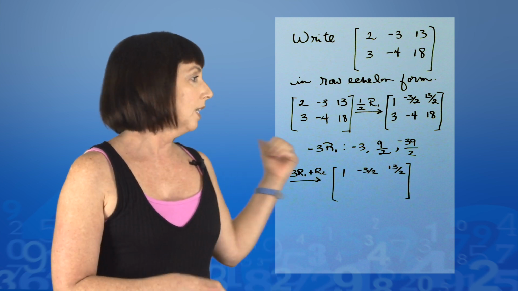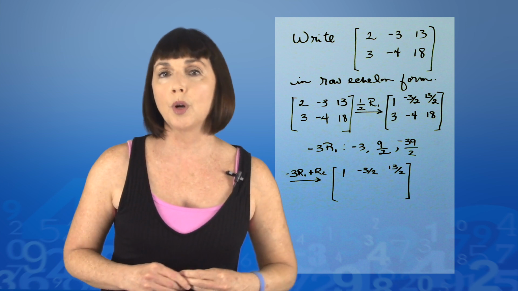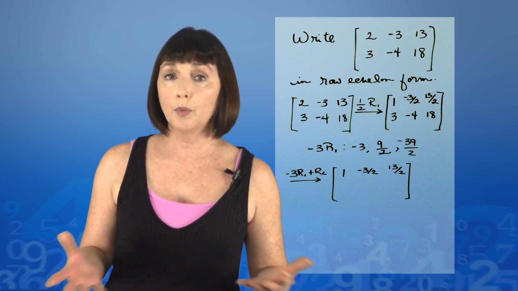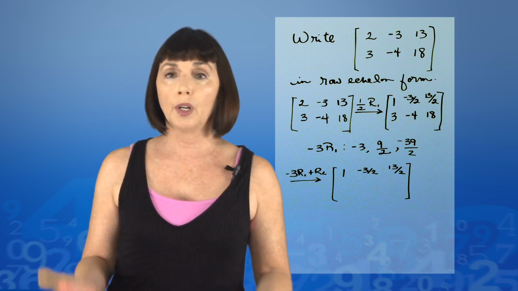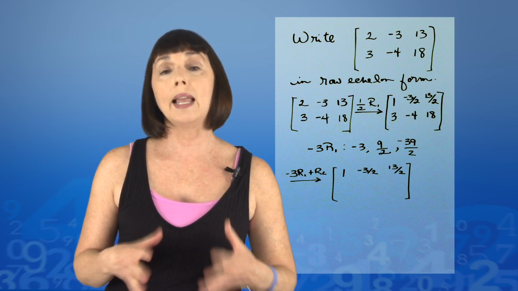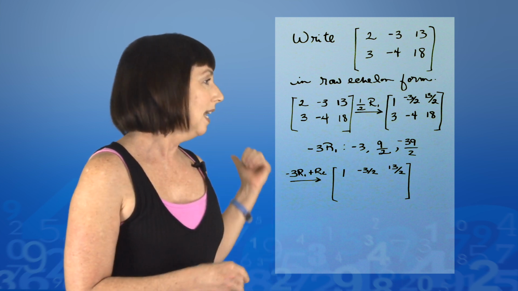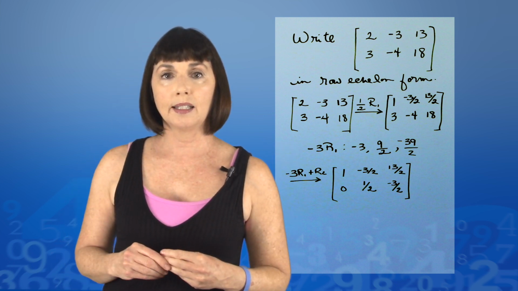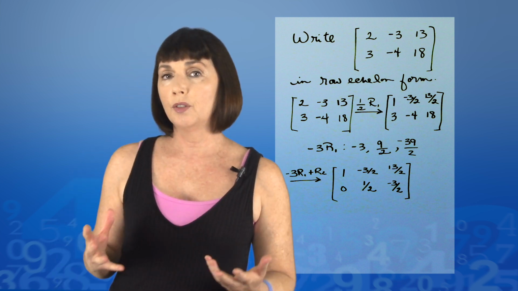Let's take -3 times row 1 plus row 2, and we're going to replace row 2 with that. So the top row, the first row, remains unchanged. It's still 1, -3 over 2, 13 over 2. Okay, now let's look at the second row. So I add -3 to 3, and I get 0. Now, I add 9 over 2 to -4.